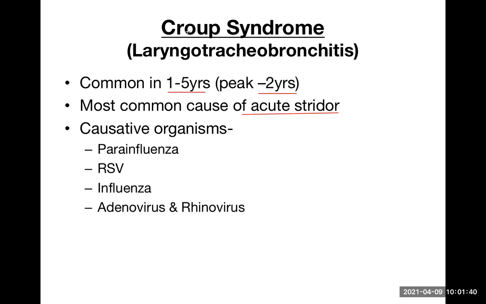So this is an important topic from the exam point of view, because of the epidemiological data. Look at the causative organisms here. All of these are viruses. Parainfluenza virus, respiratory syncytial virus, influenza virus, adeno and rhinovirus, even coronavirus you can add here. So these are the causative organisms of croup syndrome. Among them, parainfluenza virus is the commonest one.